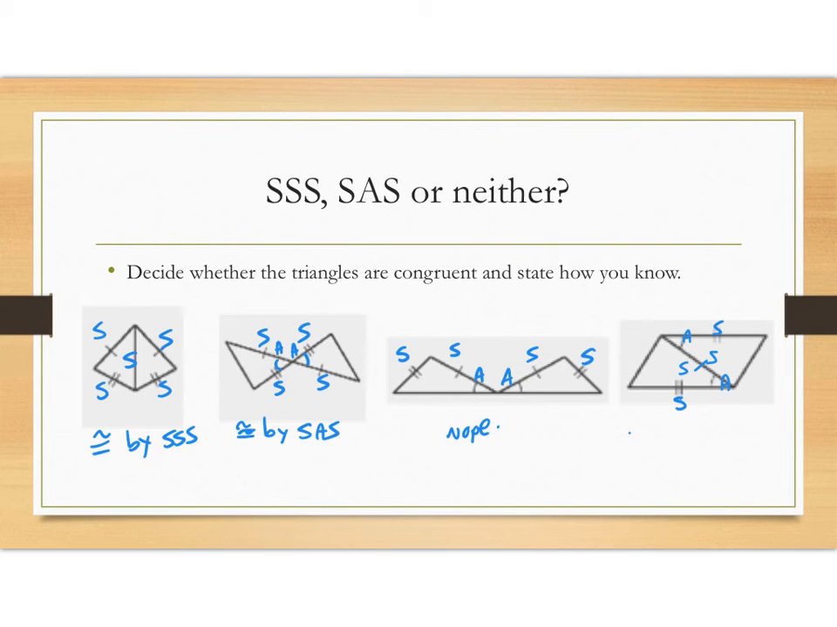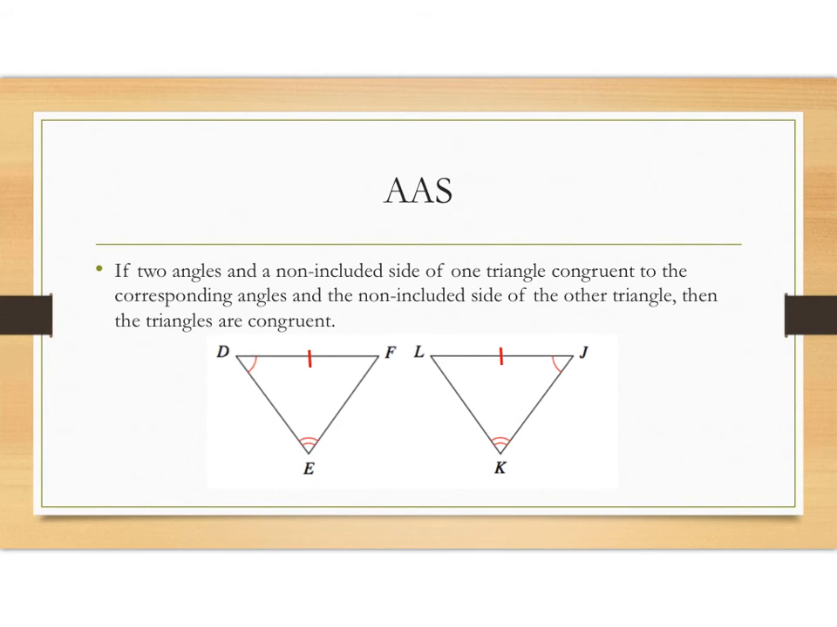So we can say that these two triangles are congruent by side, angle, side. There are a couple more ways that you can use shortcuts to see whether triangles are congruent.